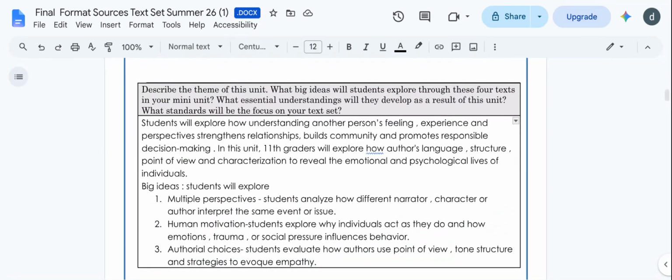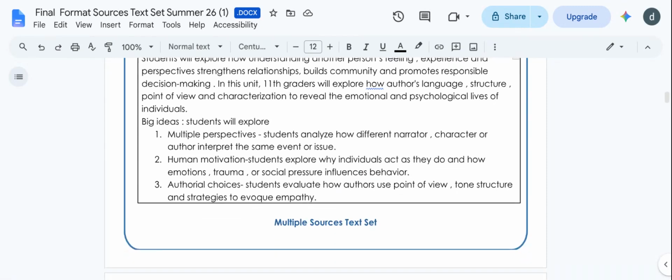In this theme, students will explore how understanding another person's feelings, experience, and perspective strengthens relationships, builds community, and promotes responsible decision making. In this unit, my 11th graders will explore how writers structure point of view and characterization to reveal the emotional and psychological life of individuals.